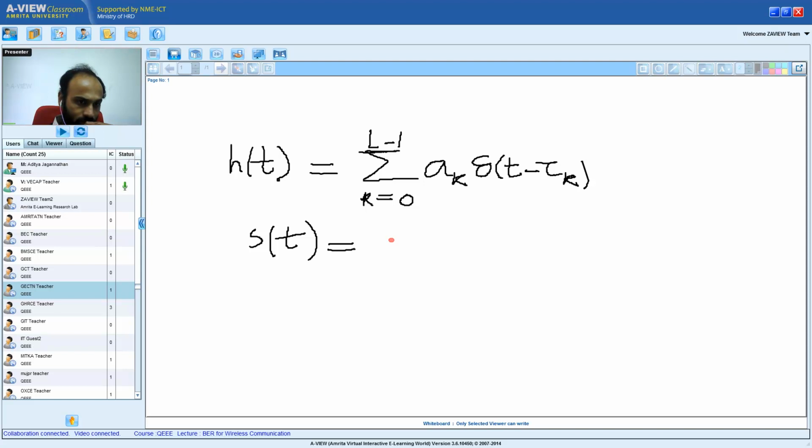s(t) is equal to s_b(t) into e raised to j2π f_c t. Thank you very much, got the answer.